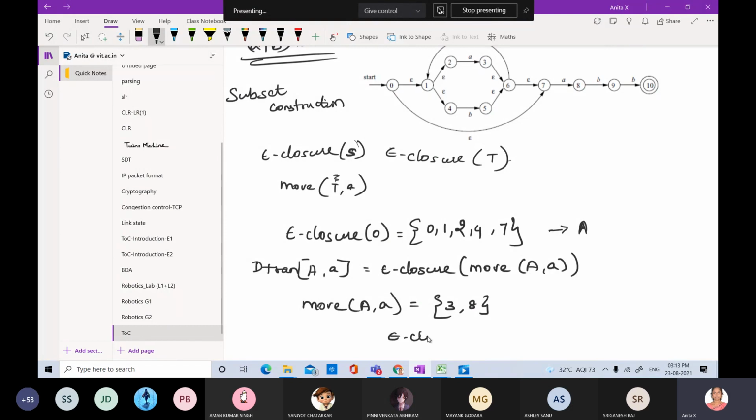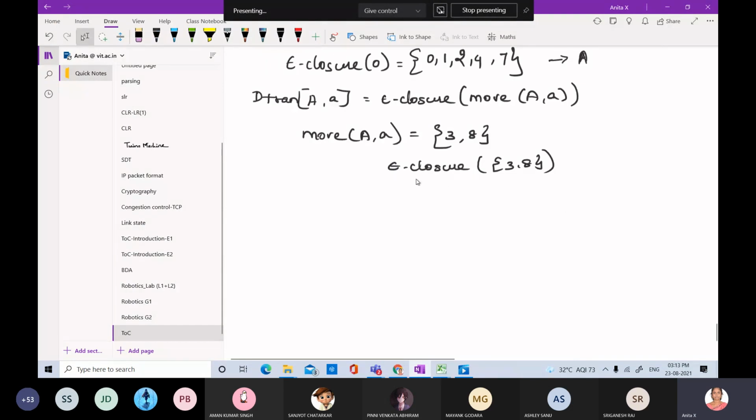Now I have to find out the epsilon closure of T, comma 8. So it is again going to be a simple thing. First I have to proceed with, that's what we have discussed, right? Epsilon closure of capital T. So it is nothing but the set of NFA states reachable from some NFA state S in T on epsilon transitions alone. So here T is nothing but 3, comma 8, right? So it is going to be epsilon closure of 3 union epsilon closure of 8.